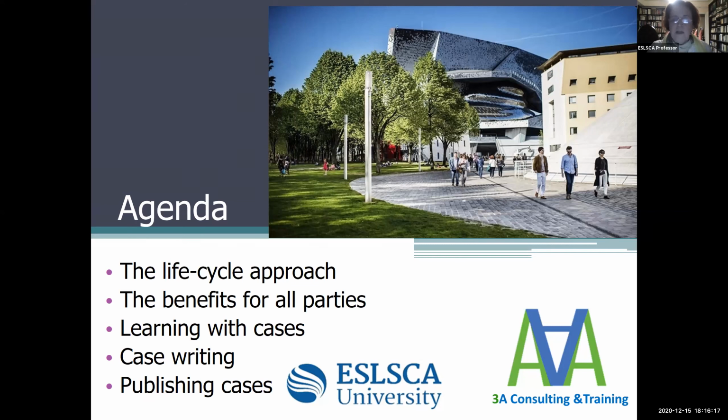And when I came to the Middle East to teach first at AUC, I launched into this adventure of teaching and writing cases in an area where that was not very customary. Okay, so that's why I want to start with a life cycle approach. Then we're going to talk about the benefits for all parties, including students, professors, and the companies about which the cases are written. And then we briefly touch on various aspects of learning with cases for students, writing cases, and publishing cases. So I have a selection of slides, obviously not all the slides.